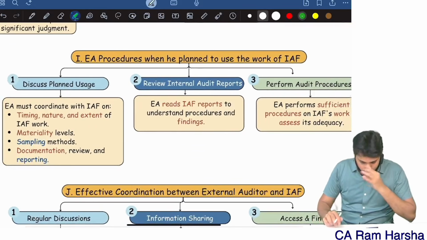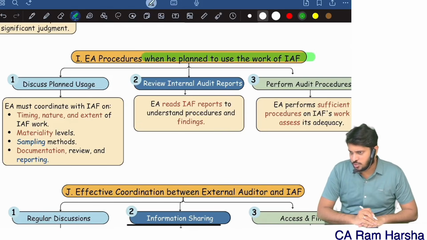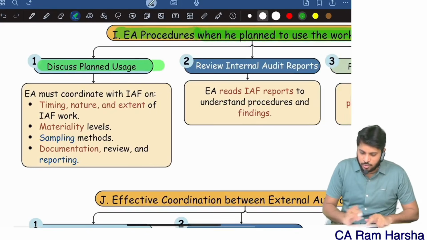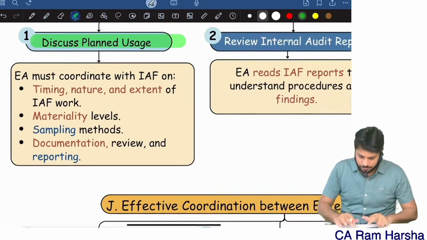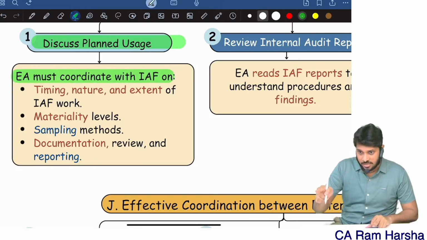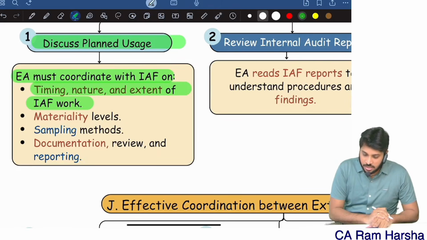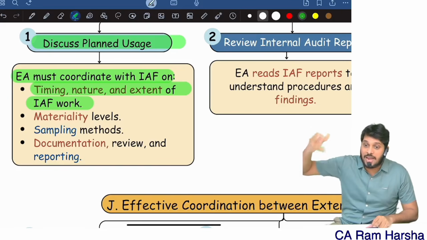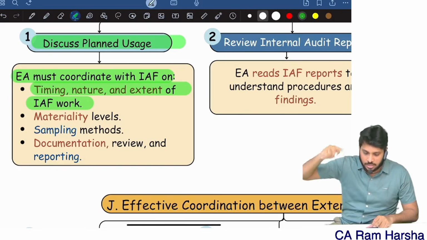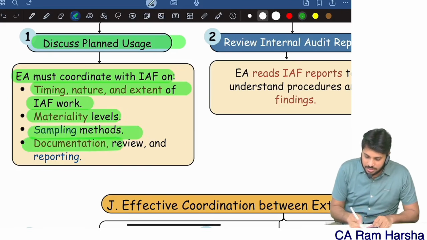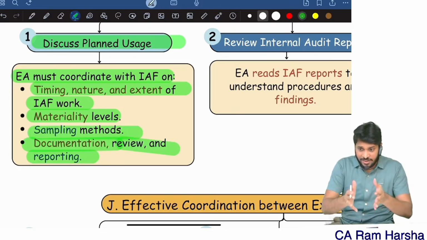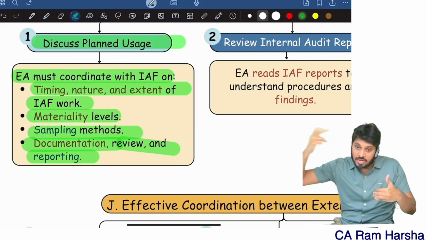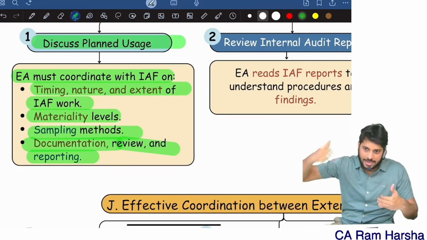Next, suppose I decided to use his work. External audit procedure: when he plans to use the work, first discuss the planned usage. First you tell the internal auditor that I want to use your work, so that you both will coordinate on the timing, nature, and extent of internal audit function work. You tell him when you will use the work so that he will plan his work accordingly and it will be useful to the external auditor. Also discuss materiality levels, sampling methods, documentation, review and reporting. If I discuss the planned use at the beginning itself, the internal auditor will keep my requirement in mind while working, and accordingly he will work.